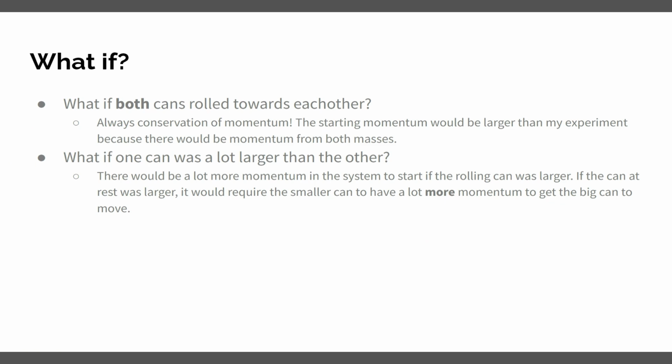And what if one of the cans was a lot larger than the other? There would be more momentum in the system because of the larger mass. If the rolling can was larger, there wouldn't be a problem moving the smaller can. But if the larger can started at rest, the rolling can would need a lot more momentum to get the large can to move.